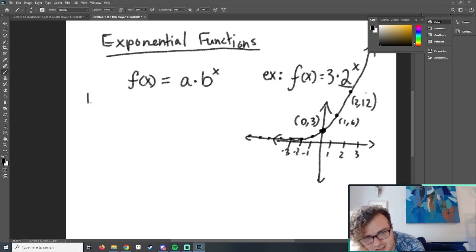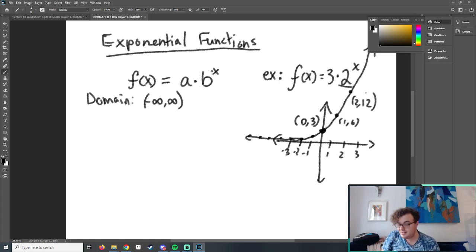Notice that here we have a domain from negative infinity to positive infinity, because you can raise a number to any real number power, right? You can raise numbers to the 0 power, you can raise numbers to negative powers, that gives you a fraction. And so there's no x value I can plug in that will cause an exponential like this to have any problems in its domain. Its range is either going to be from 0 to infinity or from negative infinity to 0, depending on whether a is positive or negative.